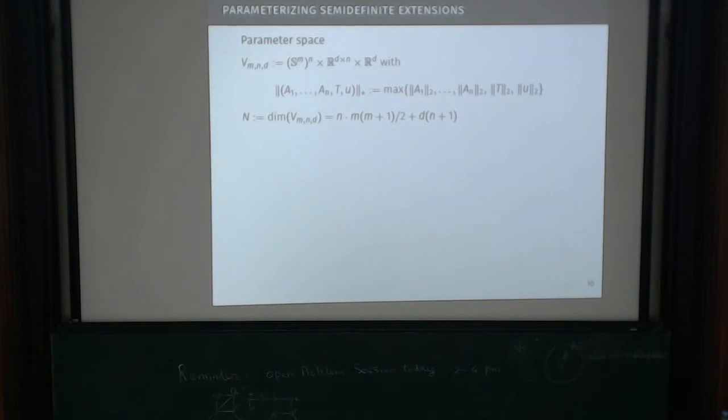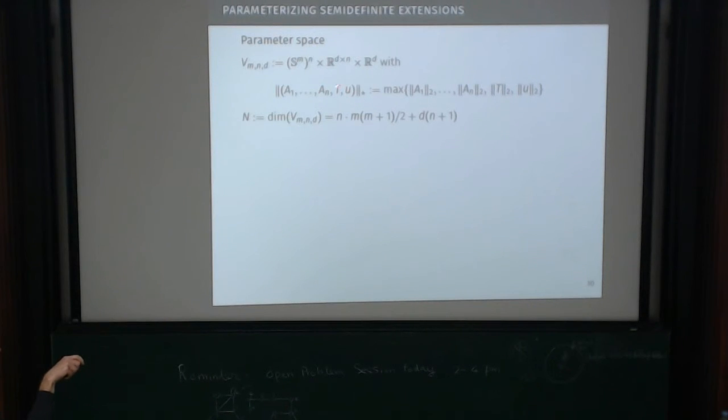So let's be a bit more precise about this parameter space. The parameter space will be V_{M,N,D}. M is the size of the PSD matrices, N is the dimension of the spectrahedron, D is the dimension of the polytope I'd like to represent. And the parameter space will consist of n symmetric M by M matrices, a D times N matrix T and a vector U.